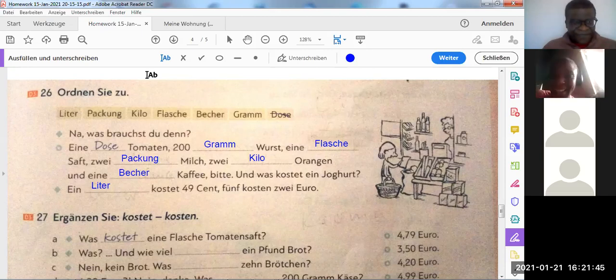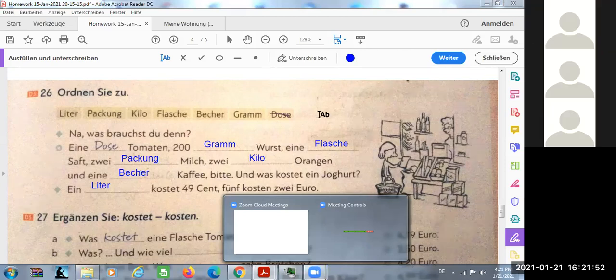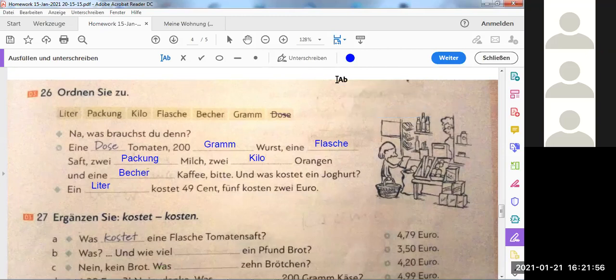So, let's mark it here. Was bedeutet Liter? What does liter mean? Was bedeutet Liter? Packung, Kilo, Flasche, Becher, Gram, Dose. You're finding what is a liter? Schnell, was bedeutet Liter? You tell me in English. Mr. Mutale? Liter. What does it mean? That's the liter in English. Good, the liter. Perfect. Packung.